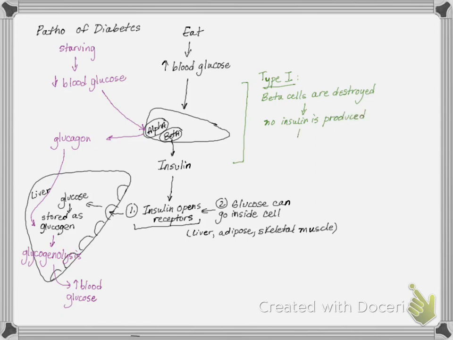Okay, so if no insulin is produced, that means that glucose cannot get inside the cell. So if glucose can't get inside the cell, the end result is hyperglycemia, right? Because all that glucose ends up staying inside the blood.